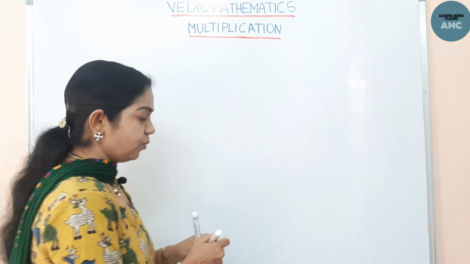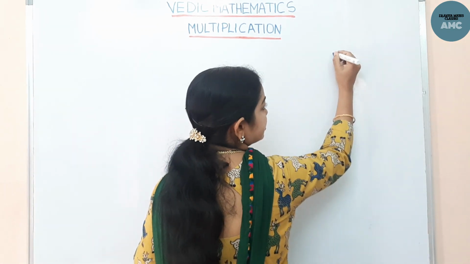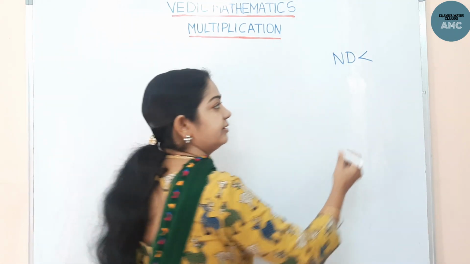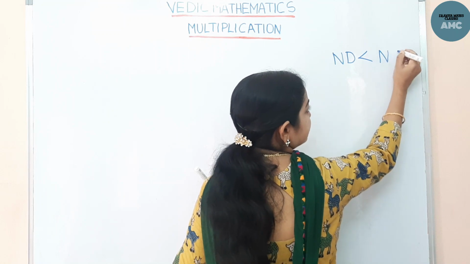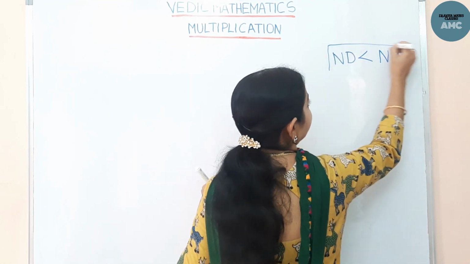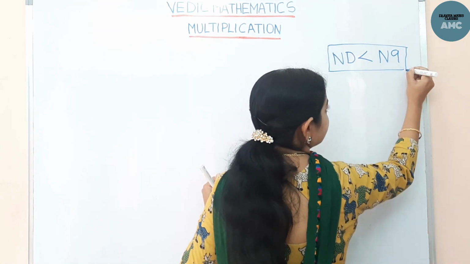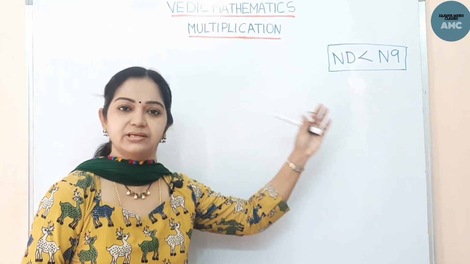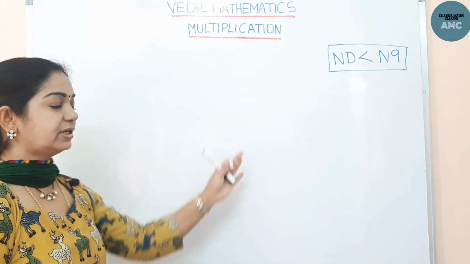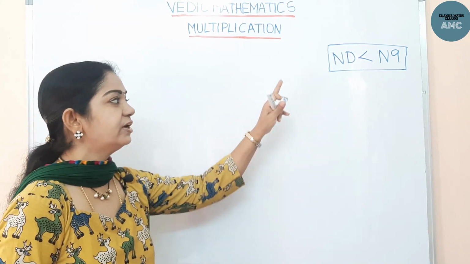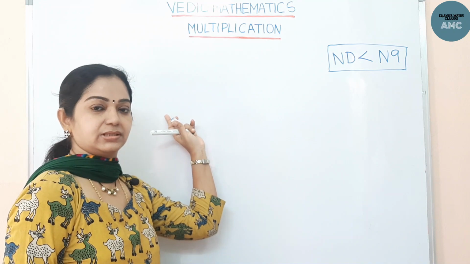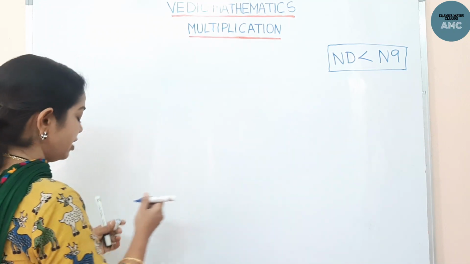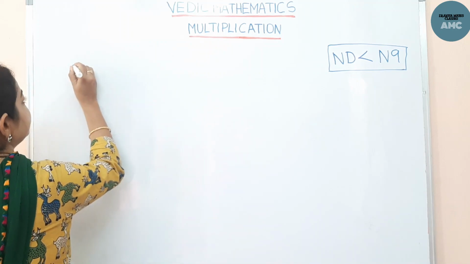Now we'll see when the number of digits is less than the number of 9s. So what we have to do, we'll see for this type of numbers. Okay, all these are multiplication with a series of 9s, but when the digits are equal, we use that technique. When the digits in the first number are less than the number of 9s, what do we have to do? For that, let me take one example here.